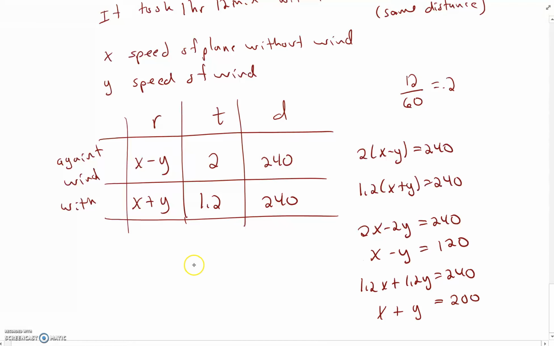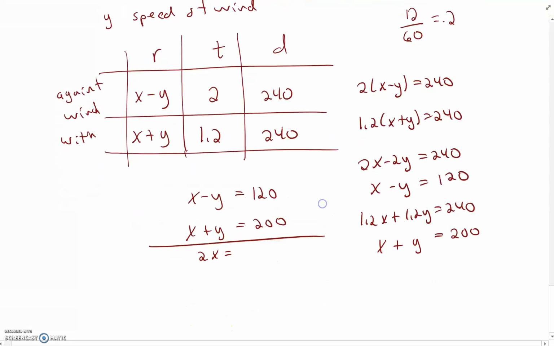Now we take these equations and slide them over here. And I'm going to add them together because the y vanishes. Notice that. So the y's go away there, and you're going to get 2x equals, what, 320? So the speed of the plane without the wind is going to be 320 divided by 2, 160.